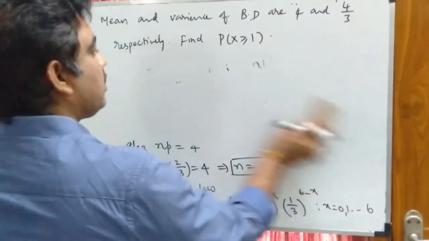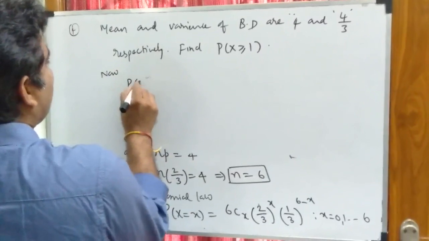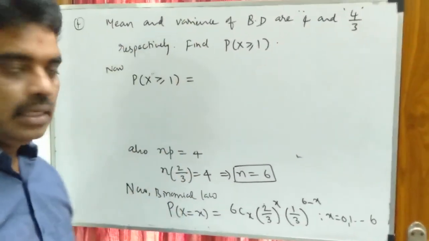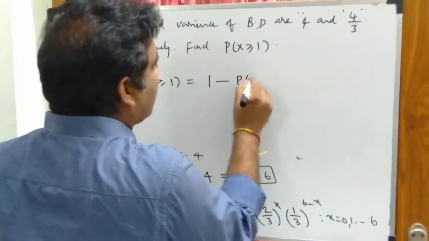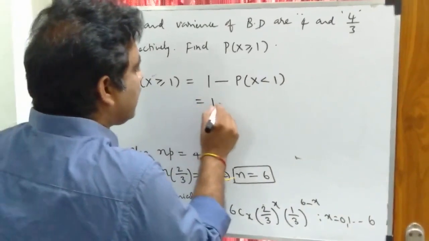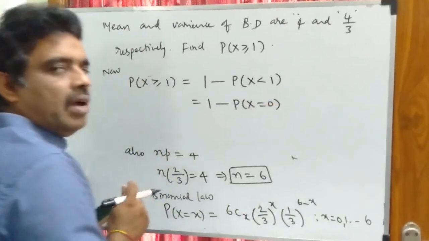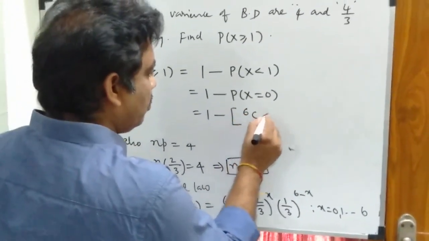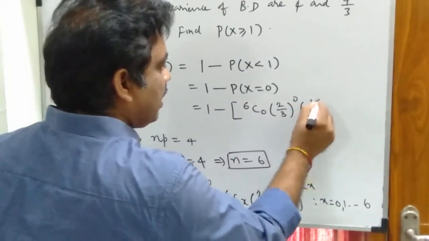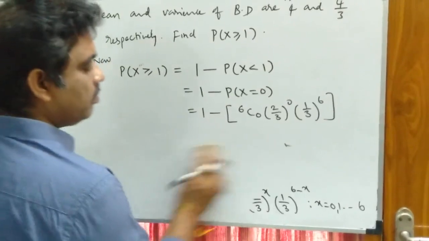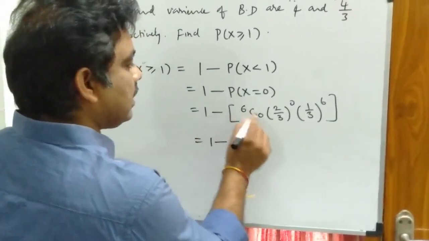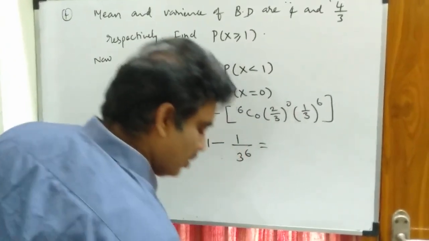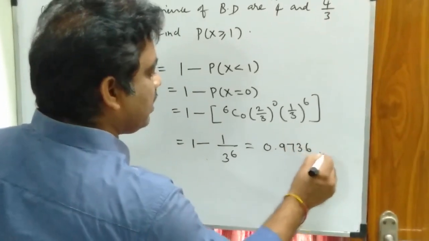Now the required probability is probability of x greater than or equal to 1. So you are supposed to write x as 1, 2, 3, 4, and so on up to 6. So instead of that I can write it as 1 minus probability of x less than 1. So this can be written as 1 minus P of x less than 1, which means only the value P of x is equal to 0. It is 1 minus P of x equals 0. I am putting x equals 0 in this: 6C0, 2 by 3 whole power 0, 1 by 3 whole power 6. So only one value. So I am simplifying 1 minus 6C0 which is 1, 2 by 3 whole power 0 also 1, and 1 by 3 power 6. So this is equal to approximately 0.9736.